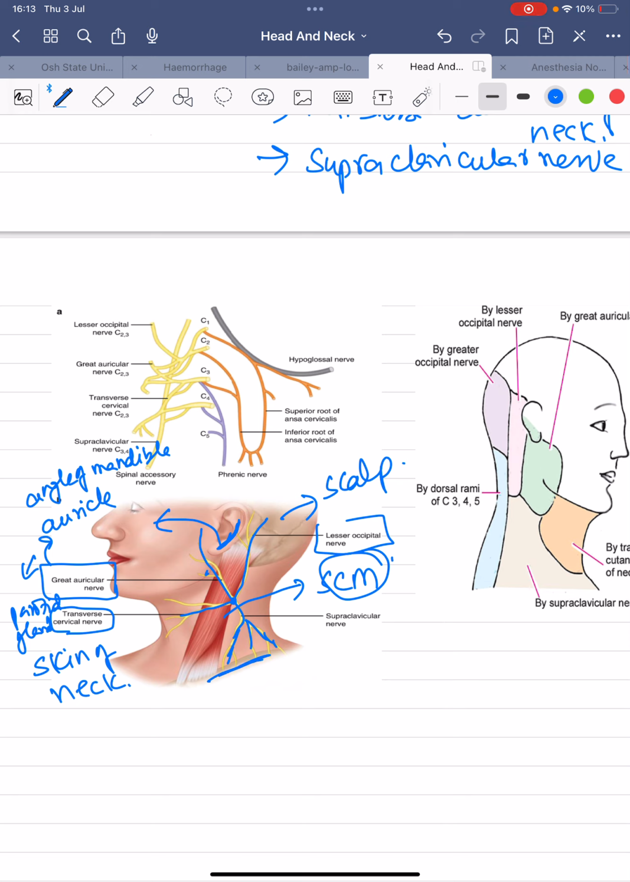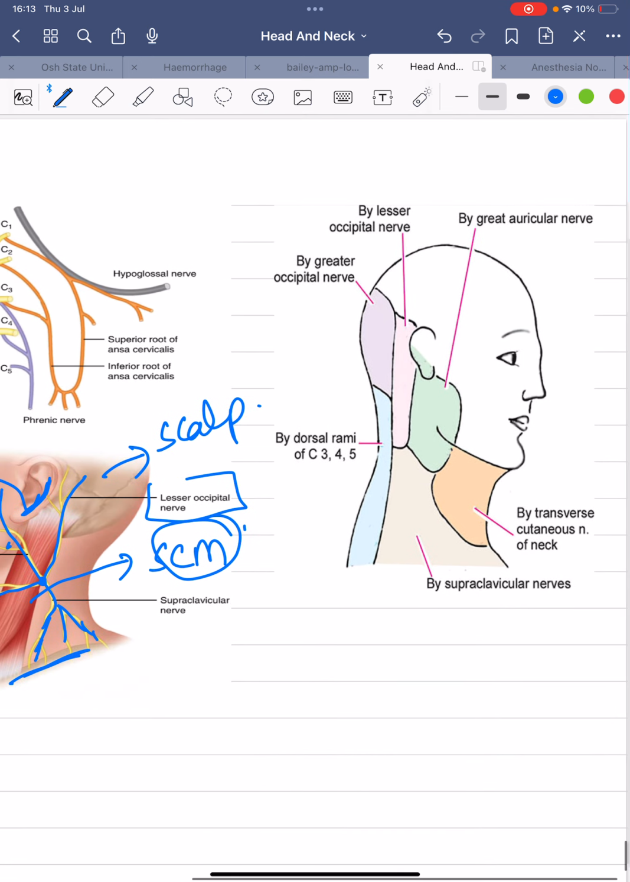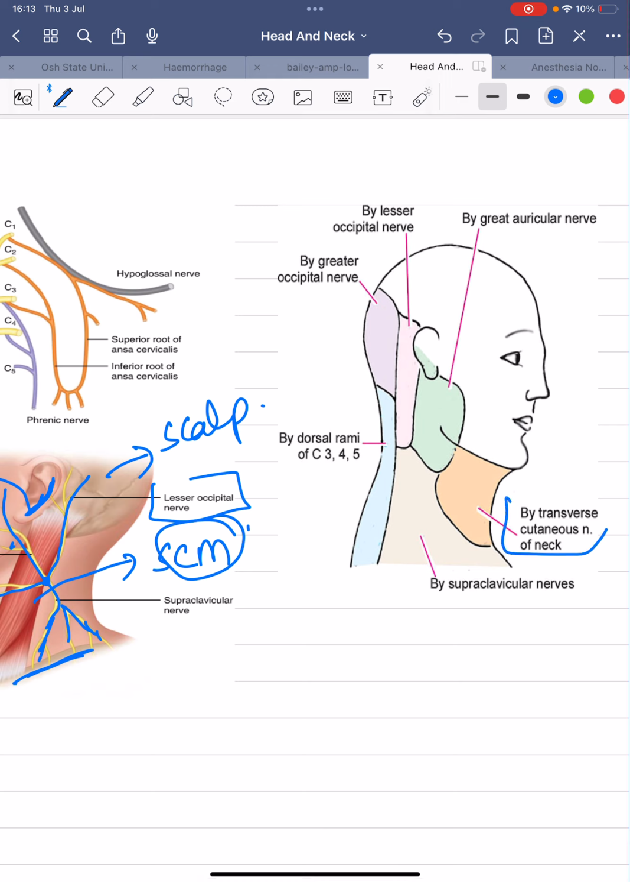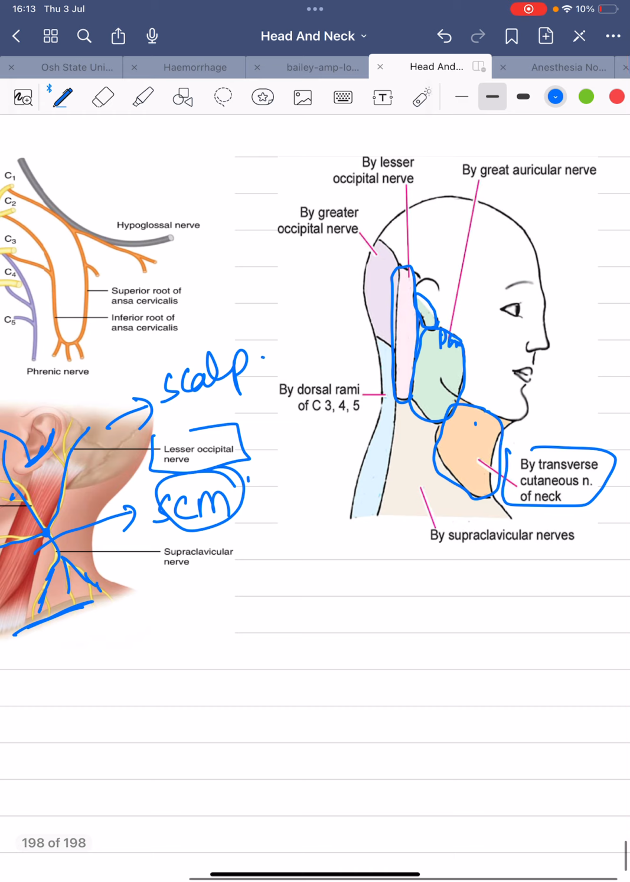Okay, so these 4 branches, they are coming out at the midpoint of the sternocleidomastoid muscle. See here, transverse cutaneous nerve of the neck region, this is the region. Great auricular nerve, angle of the mandible, parotid gland, skin, and greater part of the auricle. Lesser occipital nerve to the scalp region and behind the ear, and this whole region, it is innervated by your what? By your supraclavicular nerves.